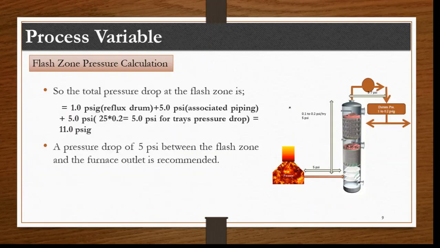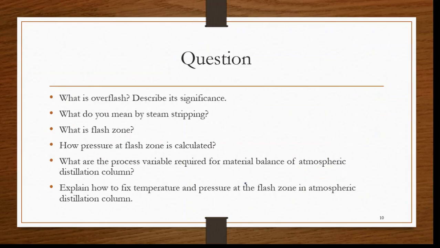Let us take a second example. For example, 1 psi is the pressure at the reflux drum, then 5 psi is the associated piping and condensers, then 5 psi is the pressure drop across the trays. So ultimately there is 11 psig. So we can say that at the flash zone the minimum pressure that is possible is 11 psig. Sometimes we also want to calculate the pressure drop across the furnace and the flash zone. So we can also assume the pressure drop between the furnace outlet and the flash zone inlet is 5 psi. That is also required here. So this is all about the pressure drop.